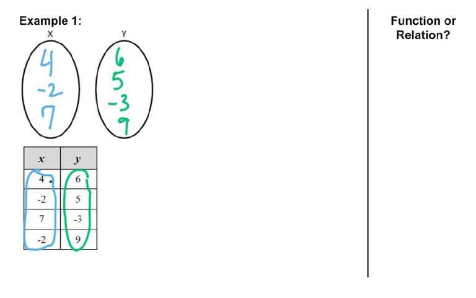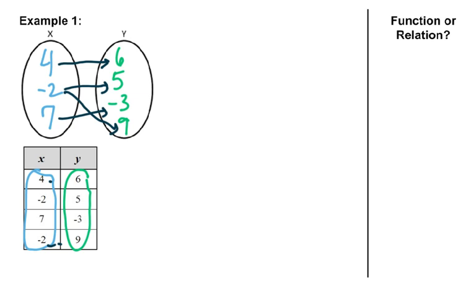All right, let's do our arrows. So we know that x equal to 4 goes to y being 6. We know that when x is -2, it goes to 5. And it also goes to 9. So it goes to two different places. And then when x is 7, it's going to -3.